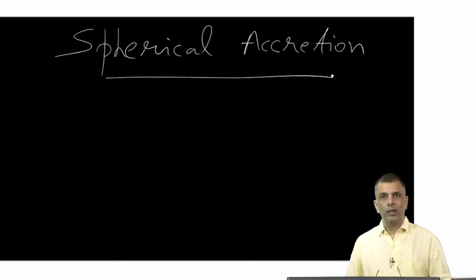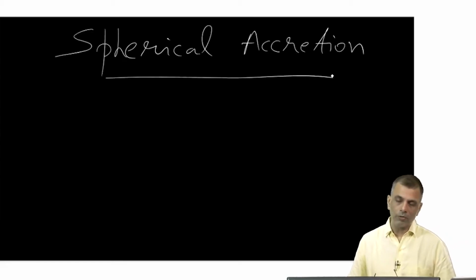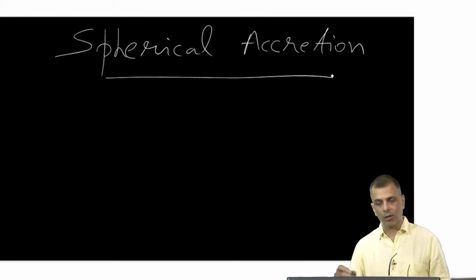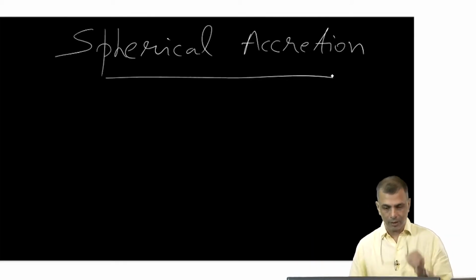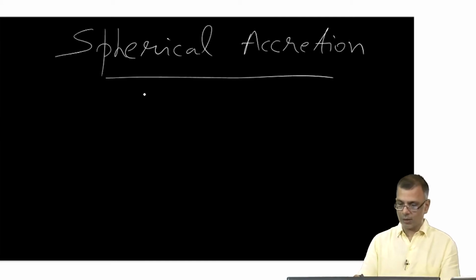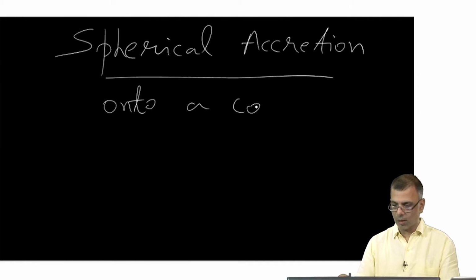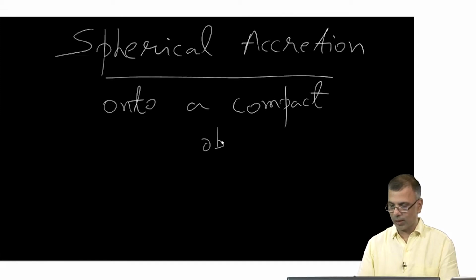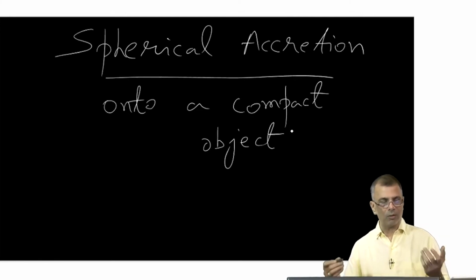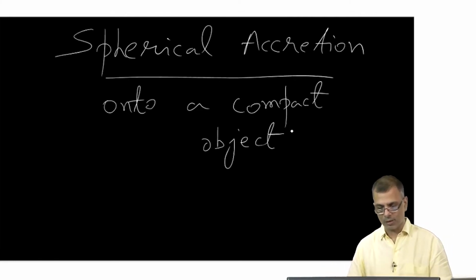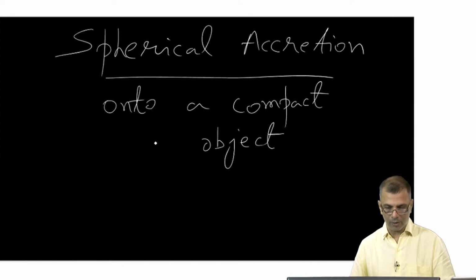So now we are ready to undertake an overview of the opposite of the solar wind, which is spherical accretion. In particular, spherical accretion onto a compact object, such as a black hole or a neutron star. This is what we will be discussing from now on, and we've already looked at the solutions.